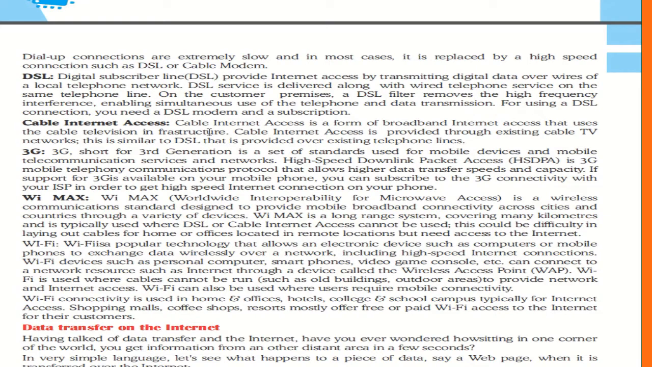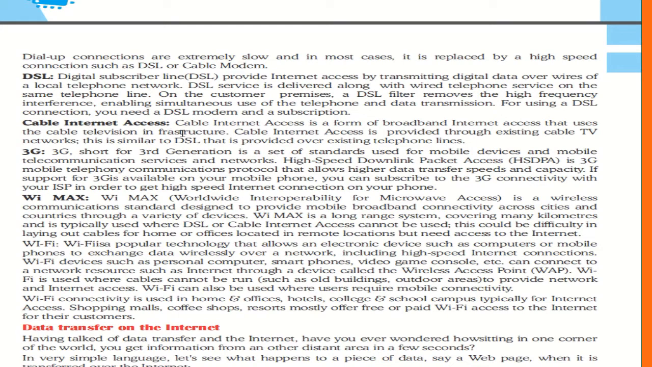Next is DSL, or digital subscriber line, which is a type of wired connection only. It provides internet access by transmitting digital data over wires of a local telephone network. DSL services are delivered along with wired telephone services on the same telephone line. On the customer premises, a DSL filter removes the high frequency interference, enabling simultaneous use of the telephone.